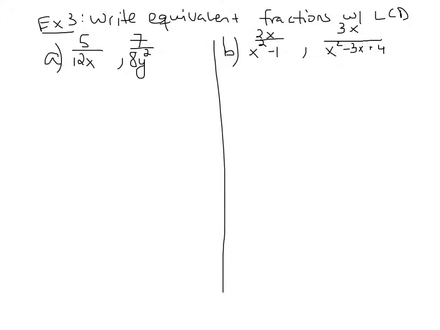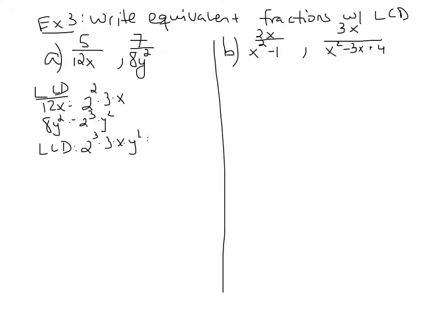In this final example, we're going to first find the LCD, and then we're going to write equivalent fractions that have the correct LCD. So let's do our LCD work right here. Prime factorization of 12x is 2 squared times 3 times x, and the prime factorization of 8y squared is 2 cubed times y squared. So the LCD is 2 cubed times 3 times x times y squared, which happens to be 24xy squared.